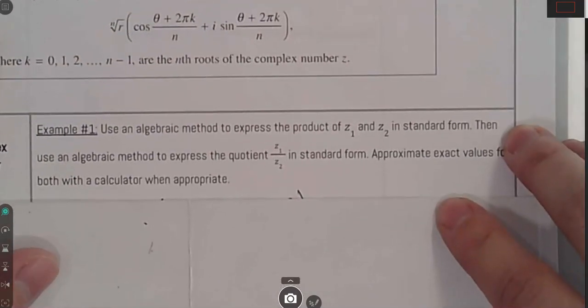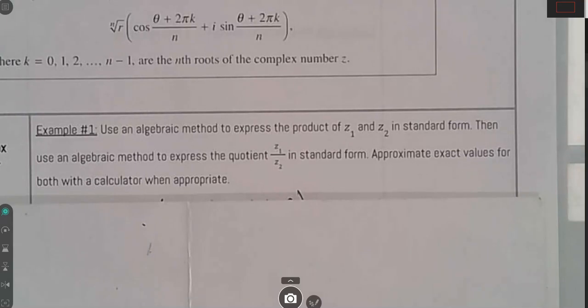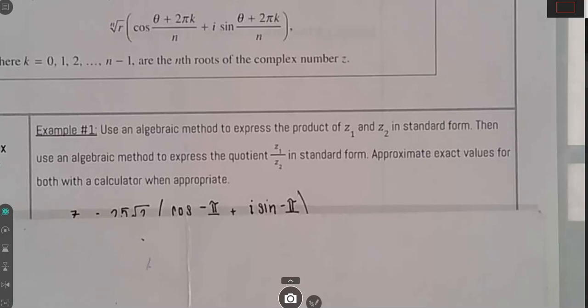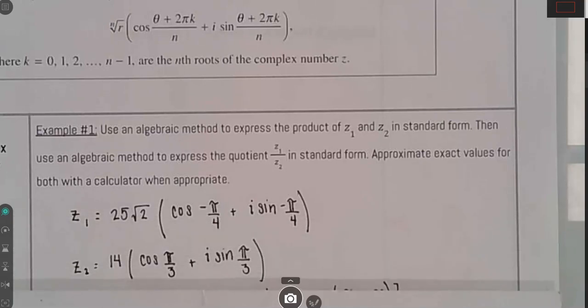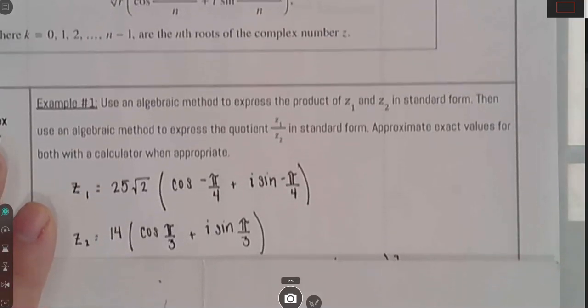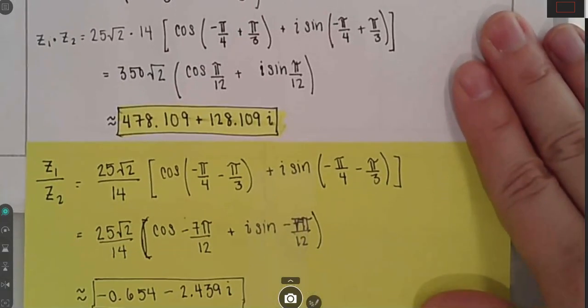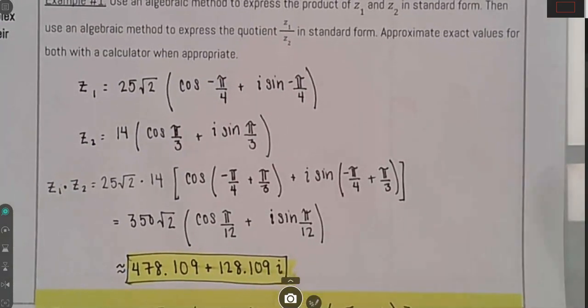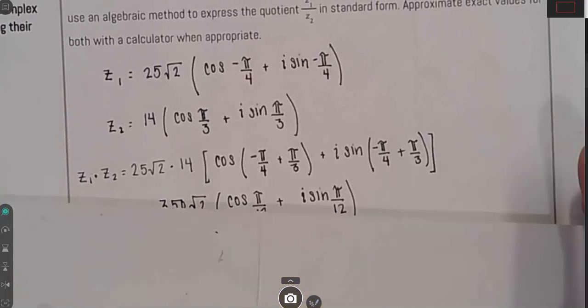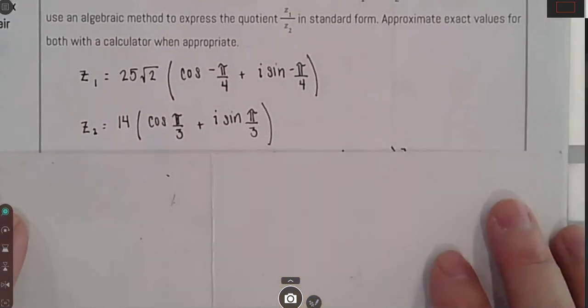Okay. Use an algebraic method to express the product in standard form, then an algebraic method to express the quotient. And I did not give you Z1, Z2. Here they are. And full disclosure, I didn't give you enough space. I'm so sorry. I went on to some Post-its down here. Feel free to write small, or feel free to go into the margins or onto a separate sheet of paper if you need to.